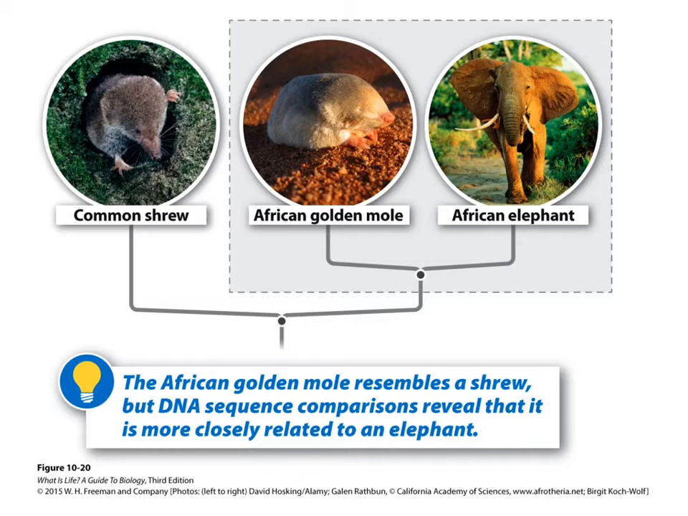A good example of this is the African golden mole and an African elephant. The mole and the elephant are more similar to each other based on their DNA sequence than the golden mole is to the common shrew, even though the common shrew and the golden mole may look more similar using their physical features. DNA sequences often reveal closely related organisms and hidden evolutionary histories that we were previously unaware of.